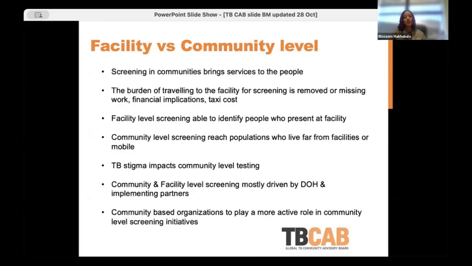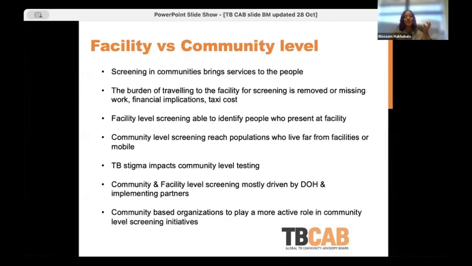And then TB stigma impacts community level testing. We see this a lot where people know there's TB screening happening. People do not want to go and screen because TB is associated with HIV, where people feel, oh, if I have TB, people are going to think I also have HIV. So stigma still exists, folks. It's 2024, we are in the era of AI, but TB stigma still exists.